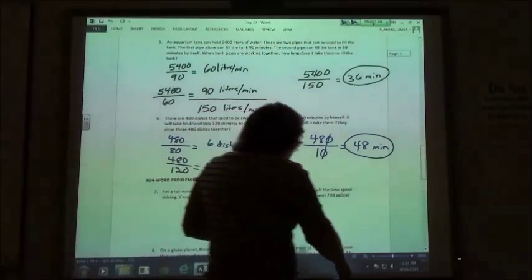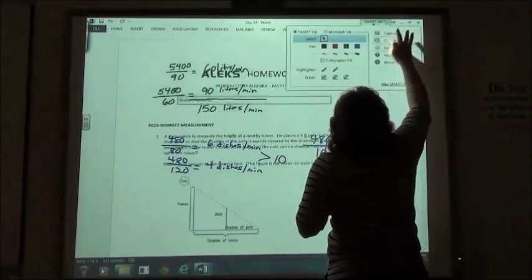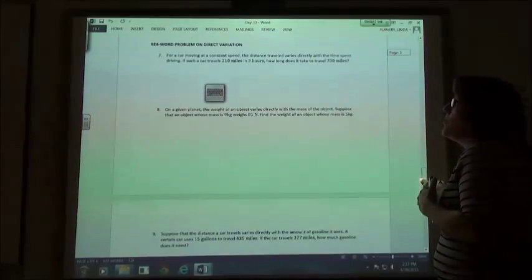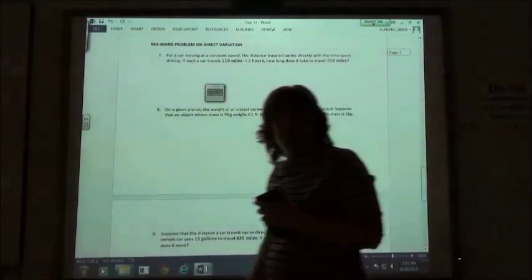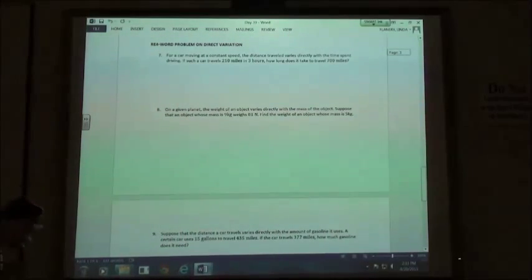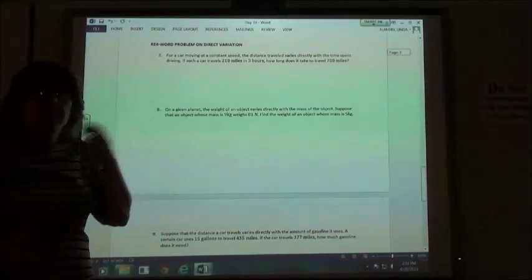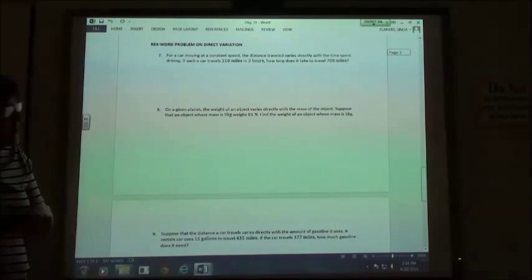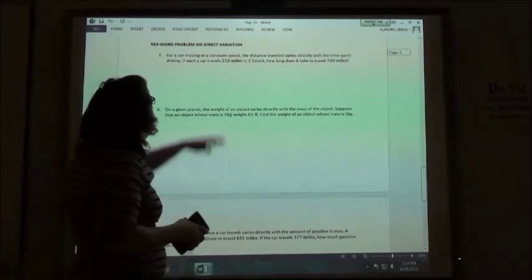7, 8, and 9. Now it says word problems on direct variation. These are going to look really similar to those other word problems we did, the word problems on solving a proportion, because they're the same thing. Direct variation means if one thing increases, the other thing also has to increase, or if one thing decreases, the other thing has to decrease.